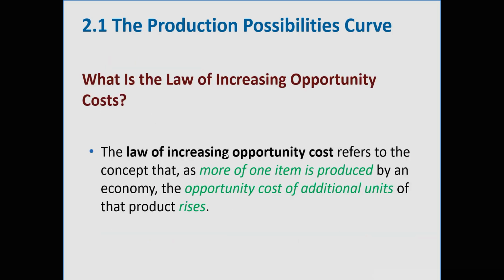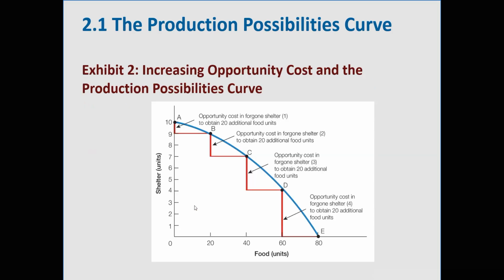Let's take a look at the law of opportunity cost. This simply refers to the concept that as more of one item is produced by the economy, the opportunity cost of additional units of that product rises. That's what we were talking about when we looked at the table, that you need to give up more and more in order to produce one additional unit.